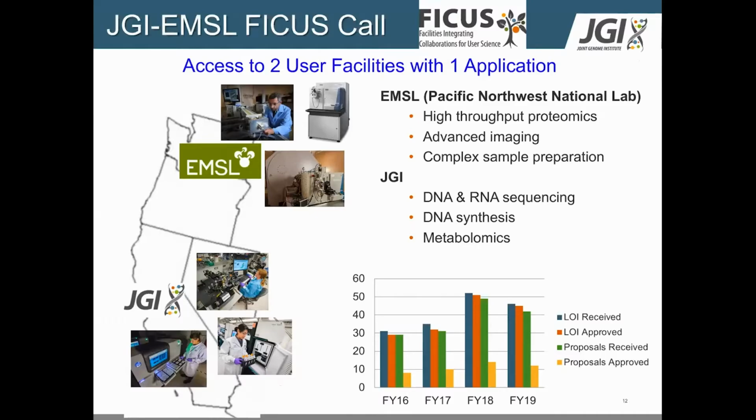And then, as I already mentioned, we have a joint call called the JGI MSIL FICUS call. Please check out our website and probably MSIL's website for timelines of when proposals are being accepted and when due dates are. This particular call gives you access to capabilities at both facilities with just one application. For MSIL, we have high throughput proteomics, advanced imaging, and complex sample preparation. And at the JGI, it would be sequencing, DNA synthesis, and metabolomics with LC-MS based methodology.